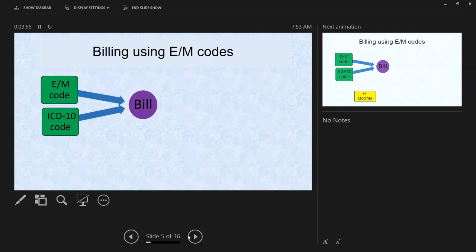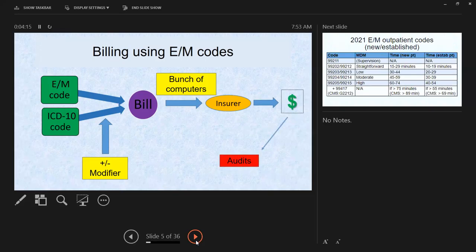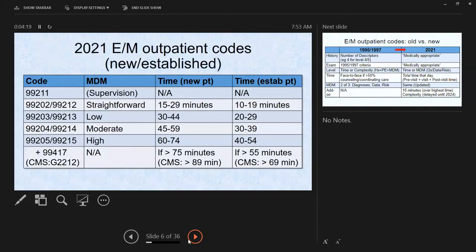So once again, how do we bill for these codes? An E&M code needs to be associated with an ICD-10 code to create a bill. The question is whether a modifier is needed or not in certain situations. We'll get to that. It goes through a whole bunch of computers, and then the insurer pays us for that service. Obviously, we can always get audited for those services afterwards, so we want to do it right from the beginning.